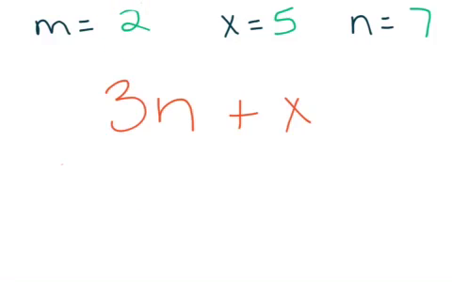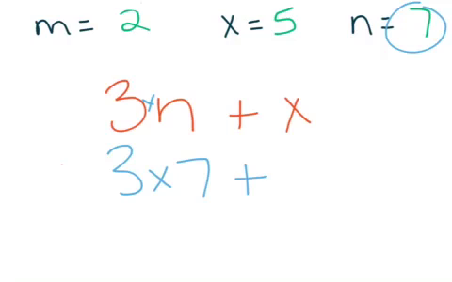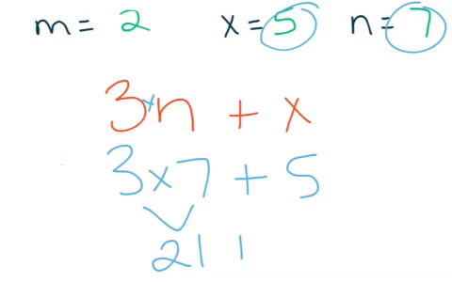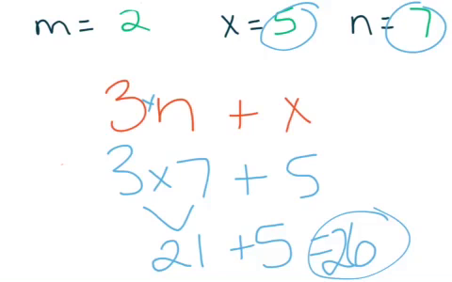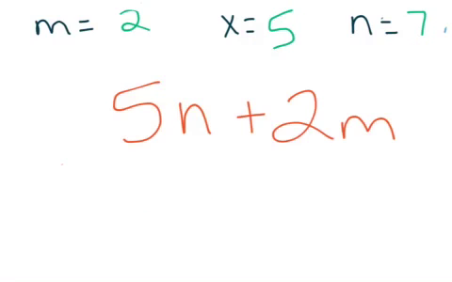In this problem, we have to fill in 2 different variables. Starting with 3n, again, I know number next to letter means multiply. So we have 3 times n, which I see is 7, plus x, which I see is 5. So 3 times 7, 21, plus 5, and we get an answer of 26. Go ahead and try this problem on your own. Pause the video and press play when you're ready to check your work.